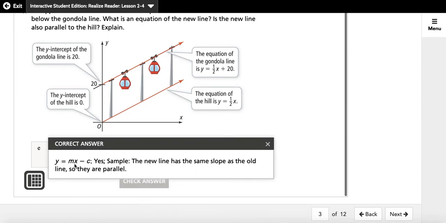That's y equals mx minus c. That would make it down here. I think they should have written that it was 1/2 x plus 20 minus c. So somehow there's the 20 in there. But anyways, you should have gotten that it was always parallel. Yeah, that new gondola line will be parallel to the other two.